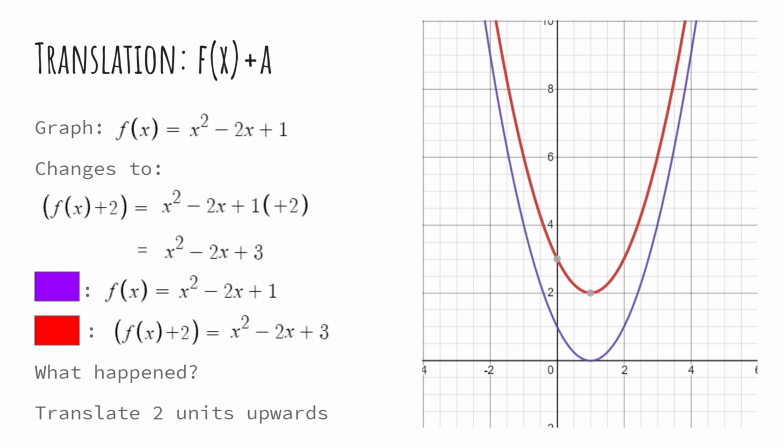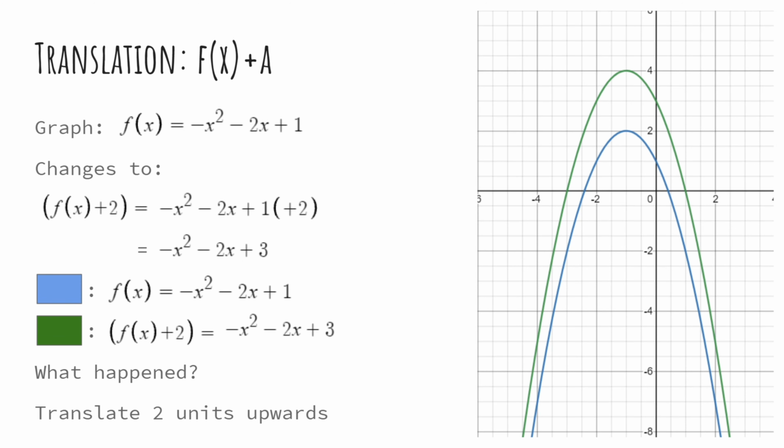The second translation is f(x) plus a. This will translate the graph upwards by 2 units because 2 is added from the outside, not the inside. And this is also another example where a is smaller than 0.